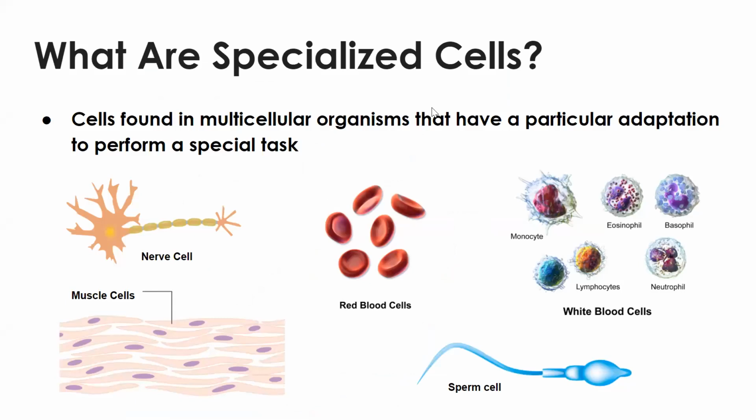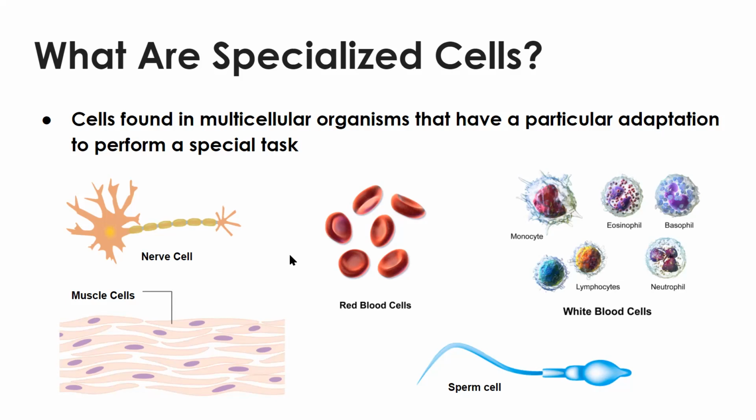So again, specialized cells are cells that are found in multicellular organisms that have a particular adaptation to perform a special task. Remember, an adaptation is a feature or a technique or a tactic that an organism or organelle or cell may have in order to help it survive and reproduce.